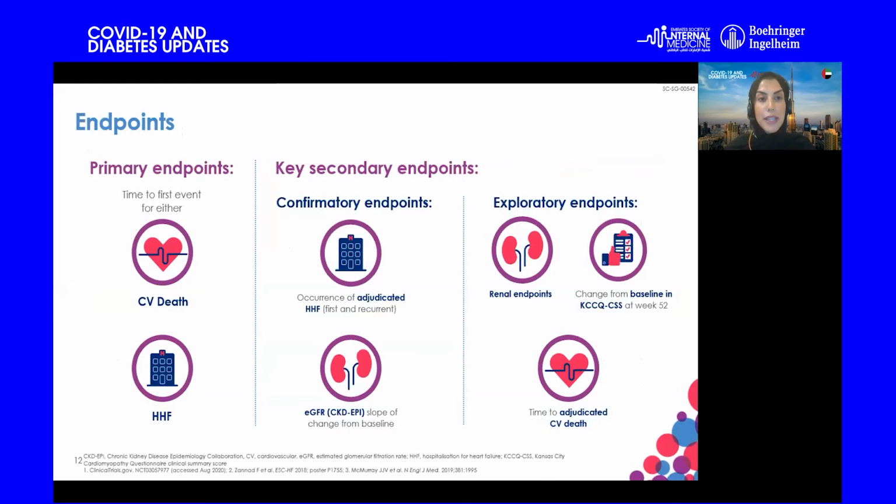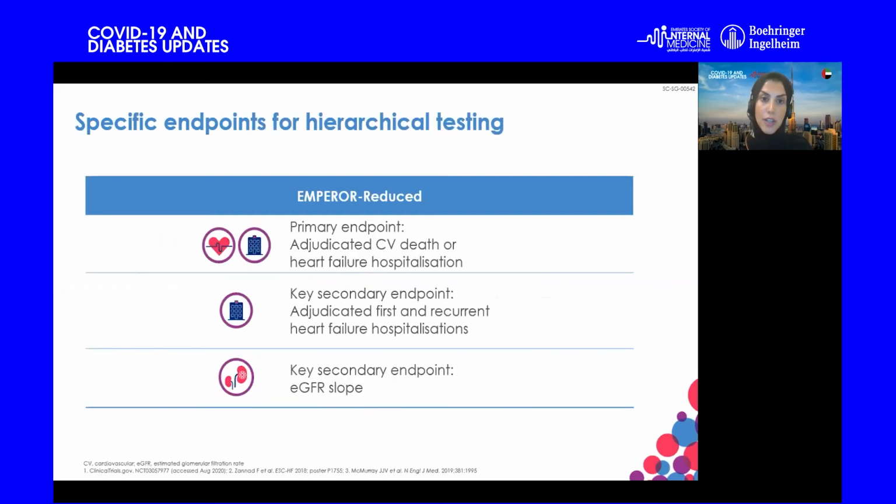The primary endpoint for the EMPA-reduced was the time to first event of either cardiovascular death or hospitalization for heart failure. The key secondary endpoint was the occurrence of adjudicated hospitalization for heart failure, either first or recurrent, and the eGFR slope of change from baseline. Additional exploratory endpoints were added to the study. They were the renal endpoints, the change from baseline in the KCCQ questionnaire, assessing the improvement in the quality of life in patients with heart failure, reduced ejection fraction, and the time to adjudicated cardiovascular death.